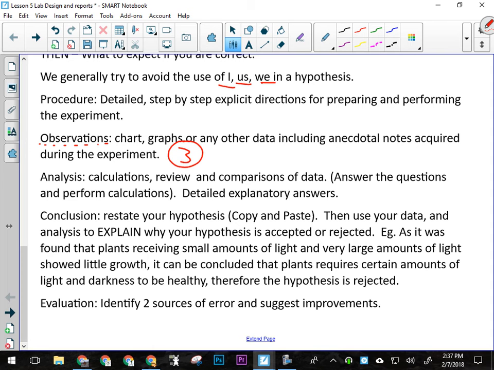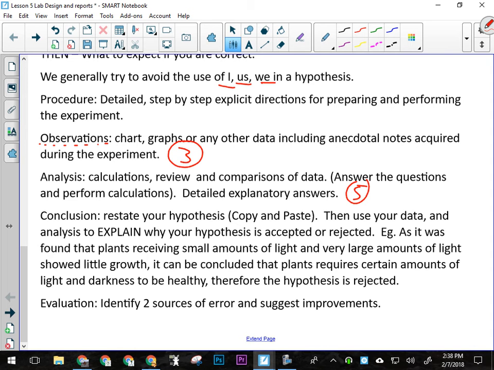All right, then we have your analysis. Sometimes that's calculations, building a graph, something like that. Other times it's comparisons of data. So you're looking at, at the start I had this and at the end I had this. Things like that. But there's any number of ways that you analyze data. It honestly depends on what kind of lab you're running. Most of the time it's going to be some questions that you're going to have to answer. So I would give you the questions and then you would look at your data and answer the questions as a form of analysis. Those are going to be worth 5 marks.